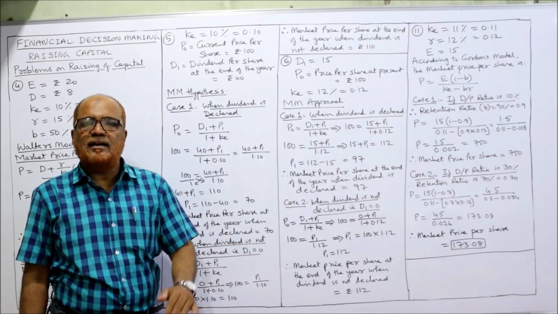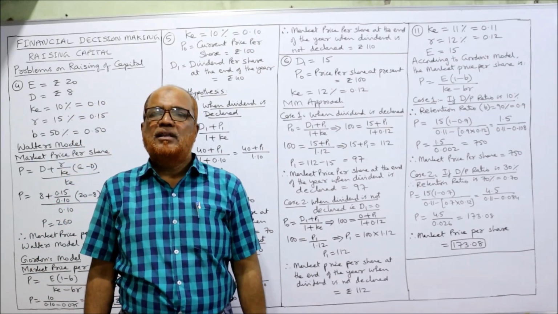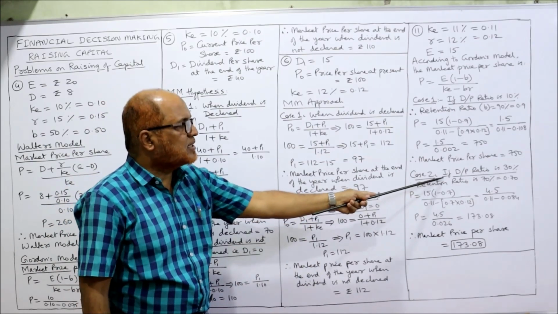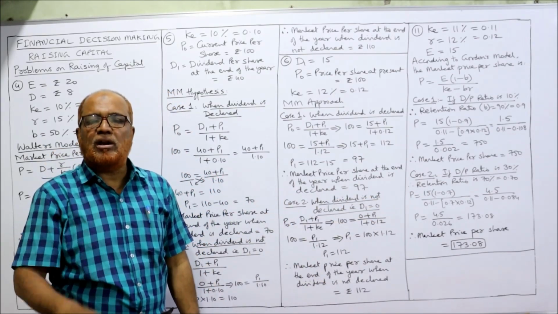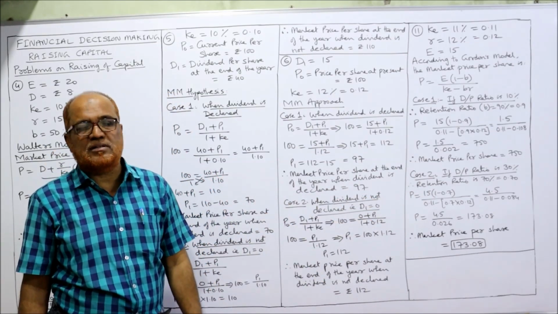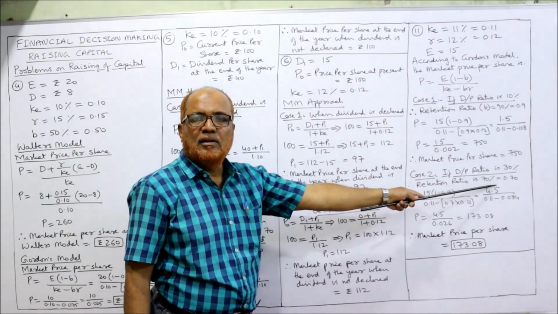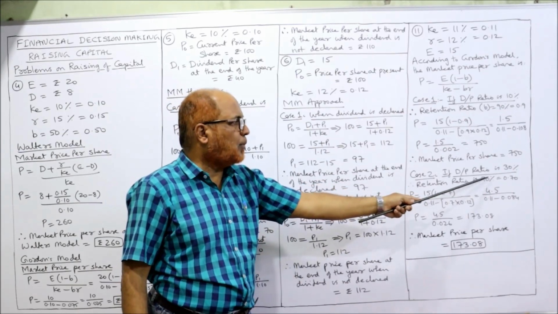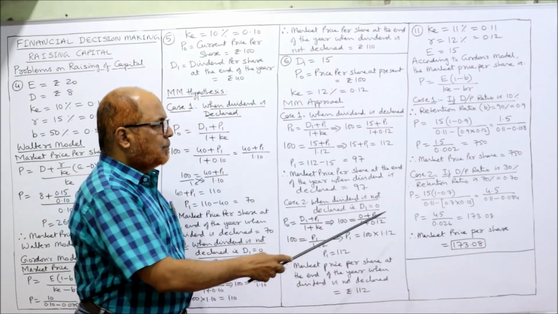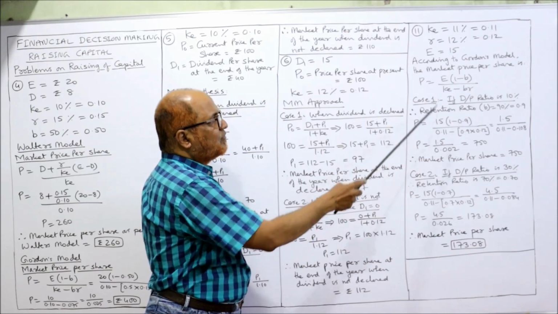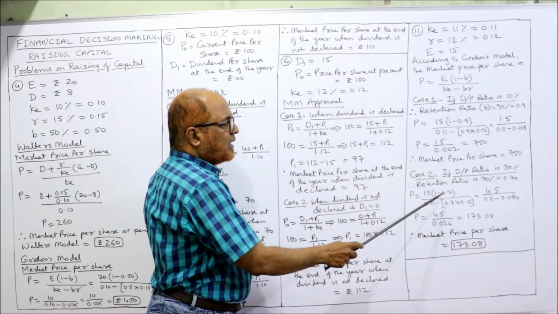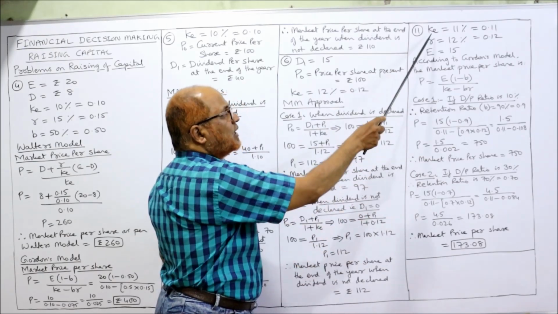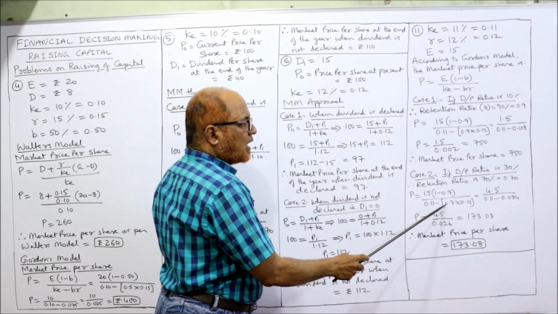Now I am coming to the second case. In the problem it is given the DP ratio is 30%. When the DP ratio is 30%, the retention ratio is 70%, that is 0.7. 30% paying, 70% retaining. So B is 0.7. Now substitute: P is equal to E, E is 15, times 1 minus B, B is 0.7, divided by Ke, Ke is 0.11, minus BR.